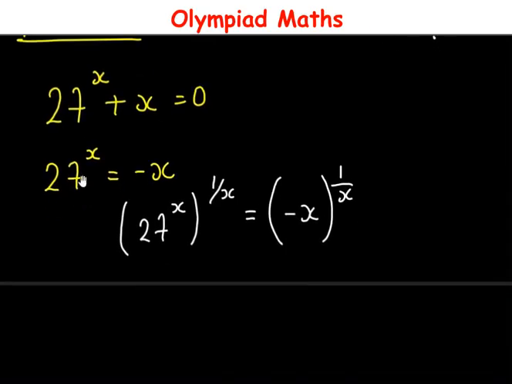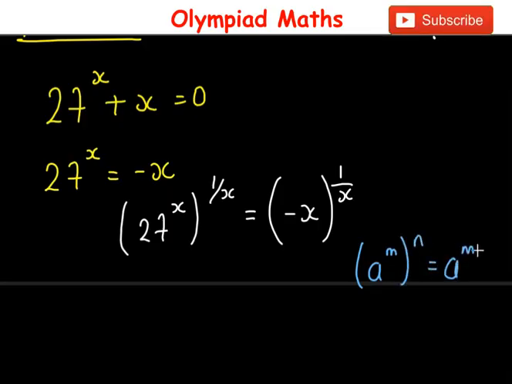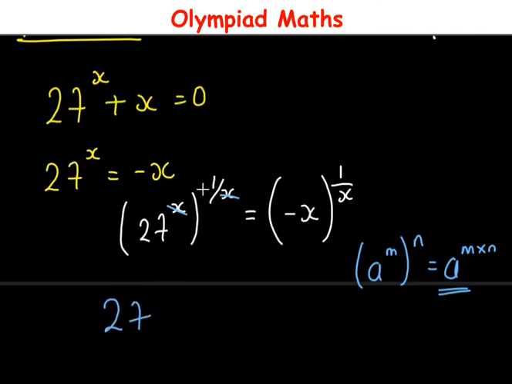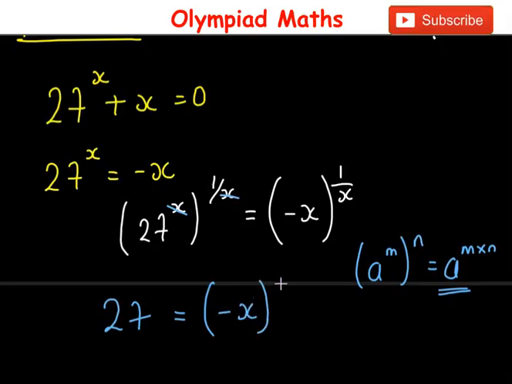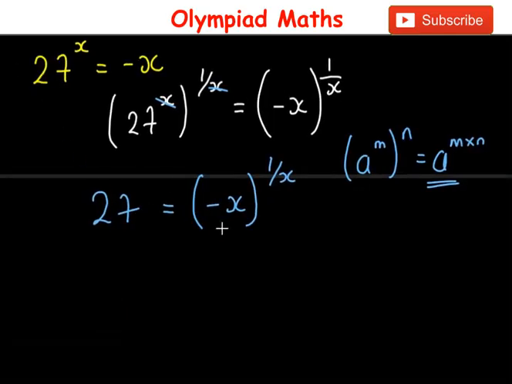From this, applying this rule of indices, that if you have a raised to power m, all raised to power n, this equals a raised to power m times n. Applying this rule to the power x, we cancel, so we have 27 raised to power 1, which is still 27, equals, in brackets, minus x all raised to power 1 over x. Now we bring this to this side of the equation and move the 27 to the other side. So this becomes minus x all raised to power 1 over x is equal to 27.